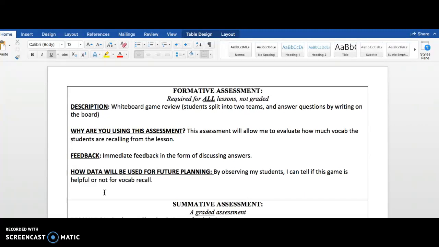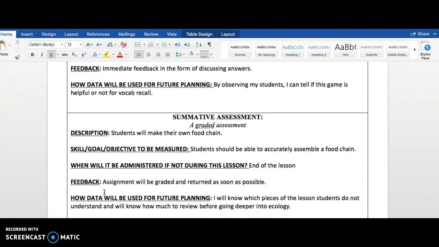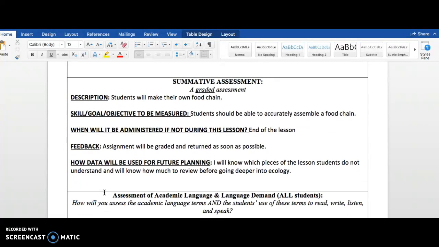So it's a really good review to use for something that you're talking about that has a lot of vocab. It encourages the students to really listen while you're discussing the vocab because most students like to be competitive and win games, so I've just found that this is a fun little game to play. For the summative assessment, I do have a worksheet where students will make their own food chain, and the goal is that they're just correctly able to assemble a food chain and get all of those organisms in the right order and understand why it is set up that way.